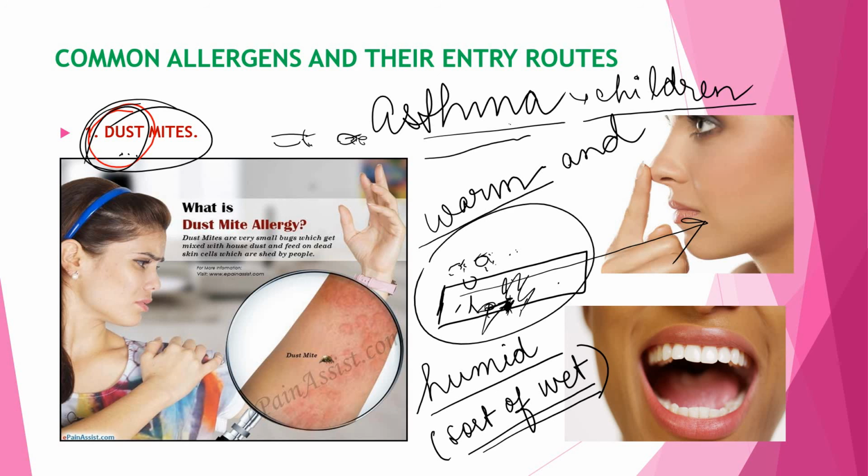Now, the thing is, how do these dust mites enter our body and create this sort of reaction? Can you see these red rashes, all sorts of things? These dust mites can enter through our nose, or through our mouth.